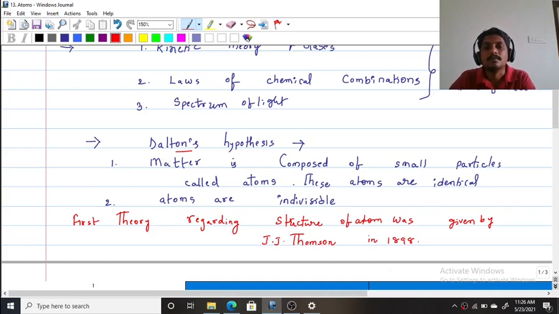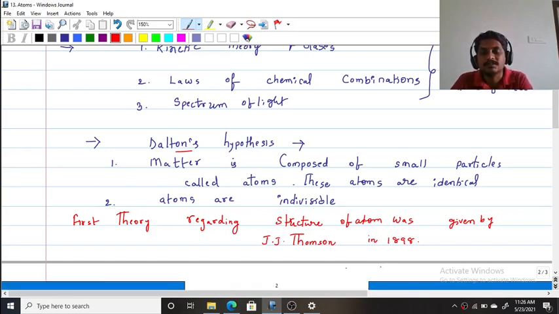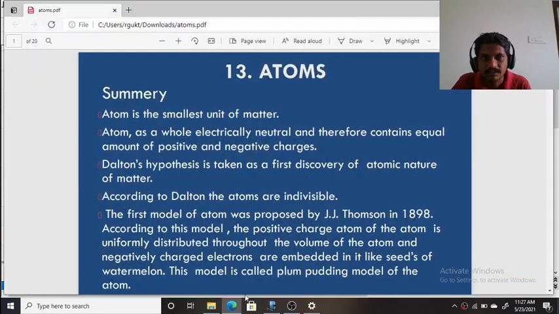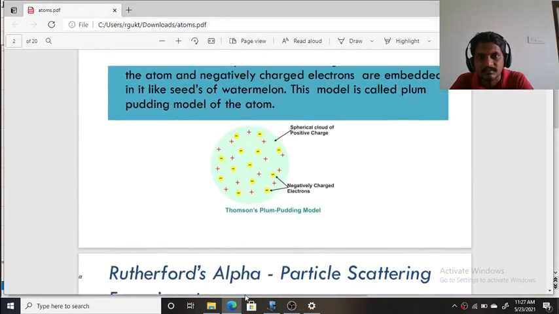This is called Thomson's plum pudding model. According to this model, the atom consists of positive charge, and all the positive charge of an atom is distributed uniformly throughout the volume of the atom. Negatively charged particles like electrons are embedded in it like seeds of a watermelon. I'll show the figure so that you can understand. So the next slide.